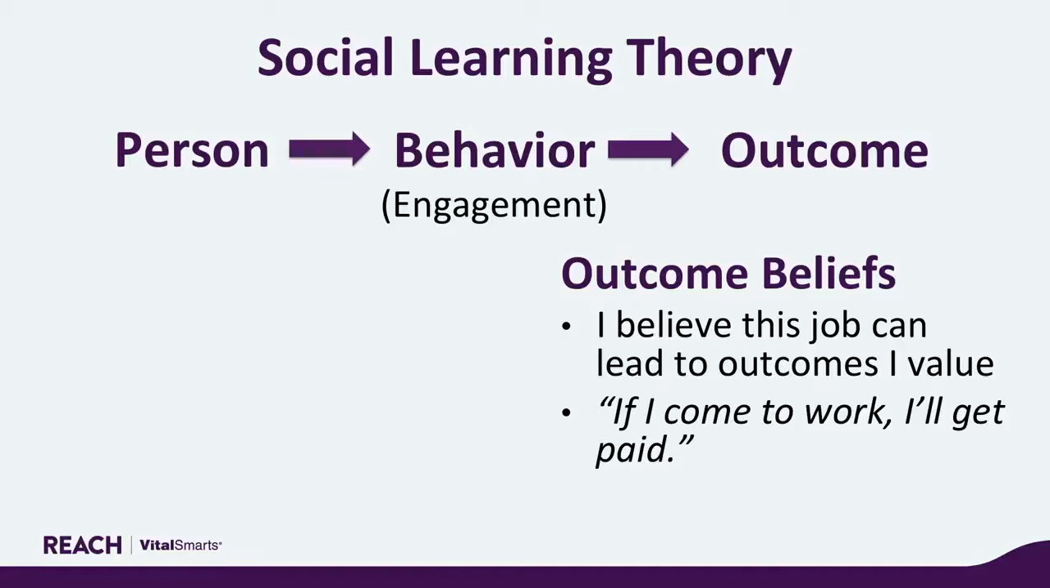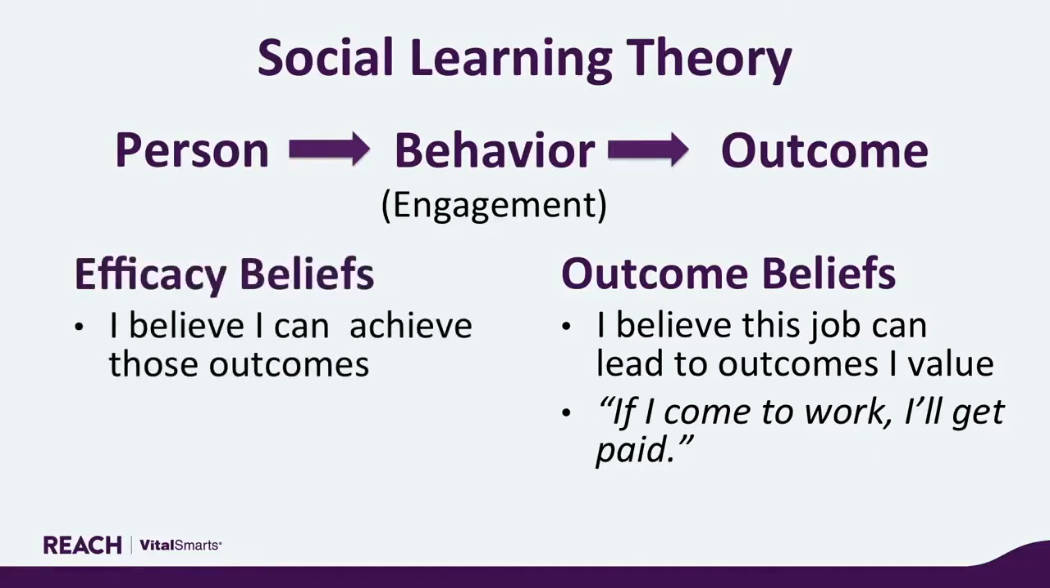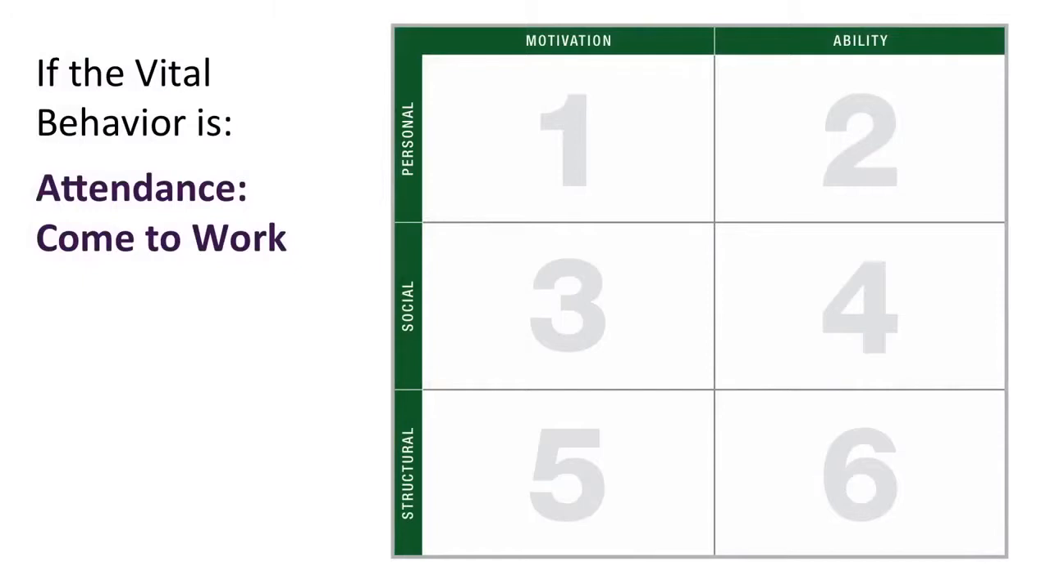Now, at Vital Smarts, we would look at this as, okay, if I come to work, I get paid, and if I achieve these outcomes, and I'm able to do this, I can come to work. Now, that's just looking at motivation and ability. Now, you know that at Vital Smarts, we try to break it into 6 sources, so let's walk through the 6 sources. If it's something as simple as attendance, it's come to work, okay?